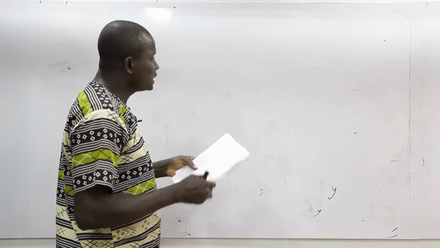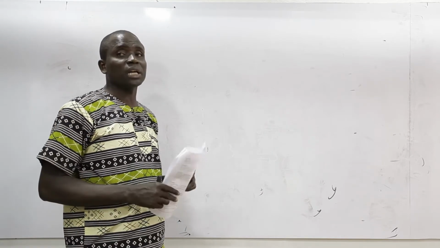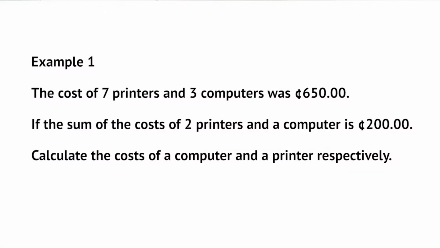So let's see example 1. This one, we are solving 10 examples under that. Let's see how they go. Example 1. The cost of 7 printers and 3 computers was 650 cedis. If the sum of the cost of 2 printers and a computer is 200 cedis, calculate the cost of a computer and a printer respectively.